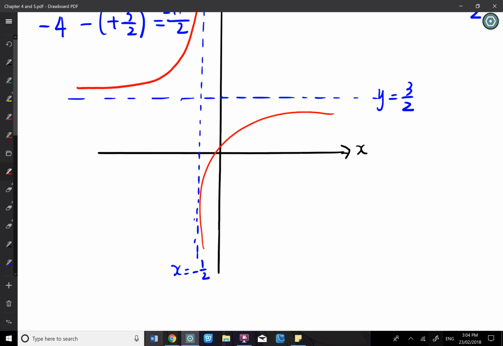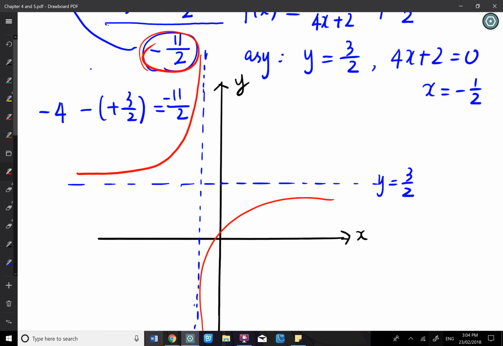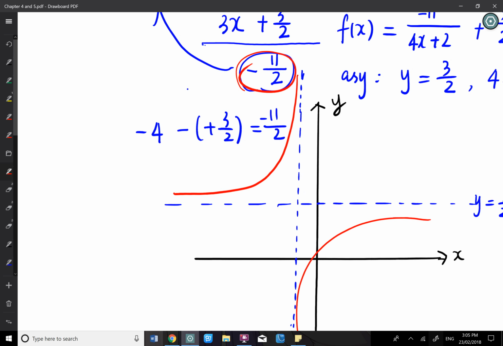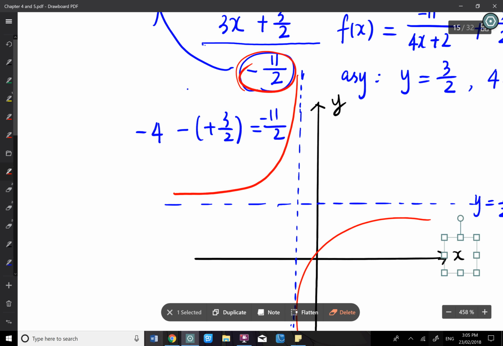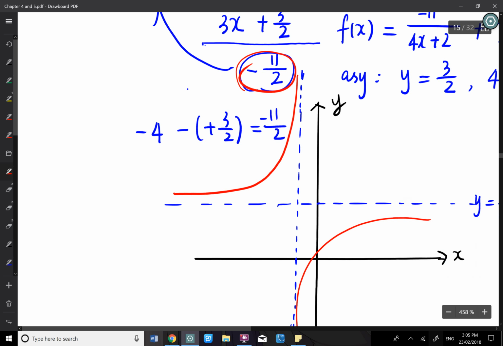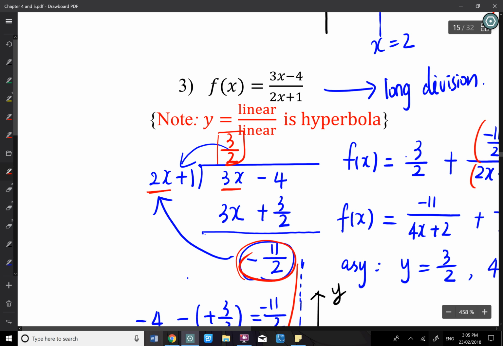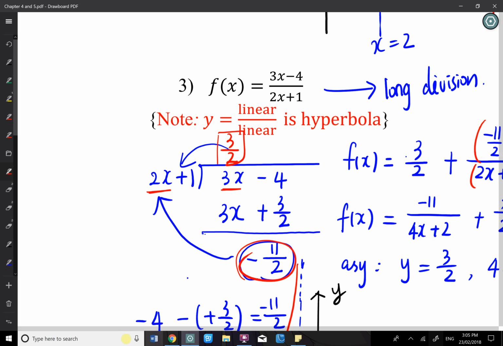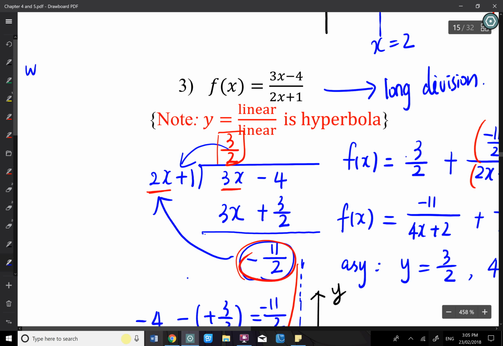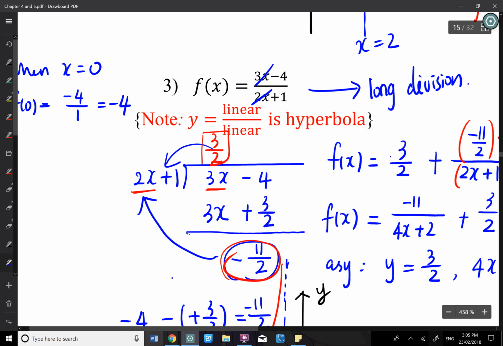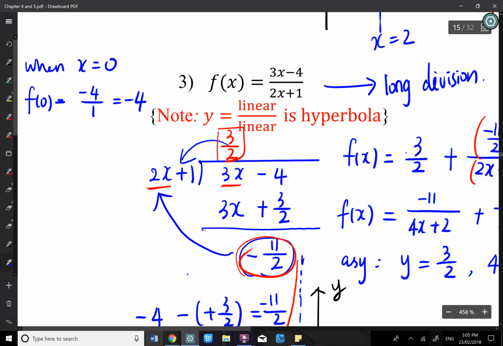Just listen, please. How do we find the x and y intercepts? Well, I know we can find them, but which equation do you use? What's the quickest way? The original function is the easiest way. If you can see, I can sub in x equals 0. f(0) is just minus 4 over 1. That's just minus 4, if you can see that.